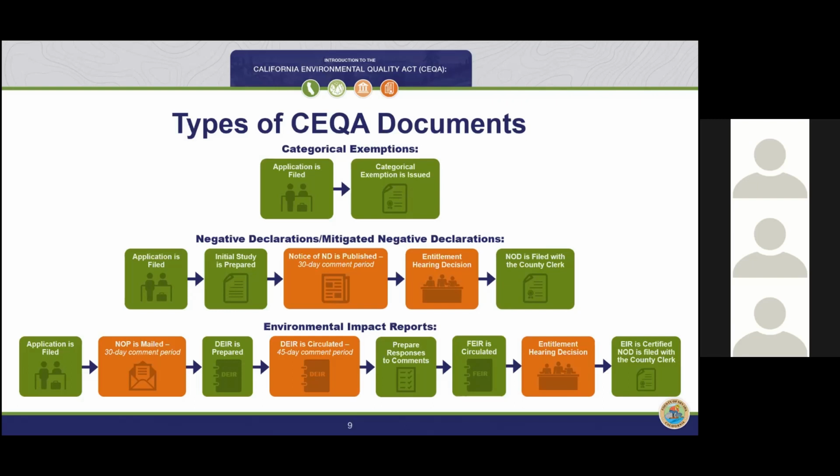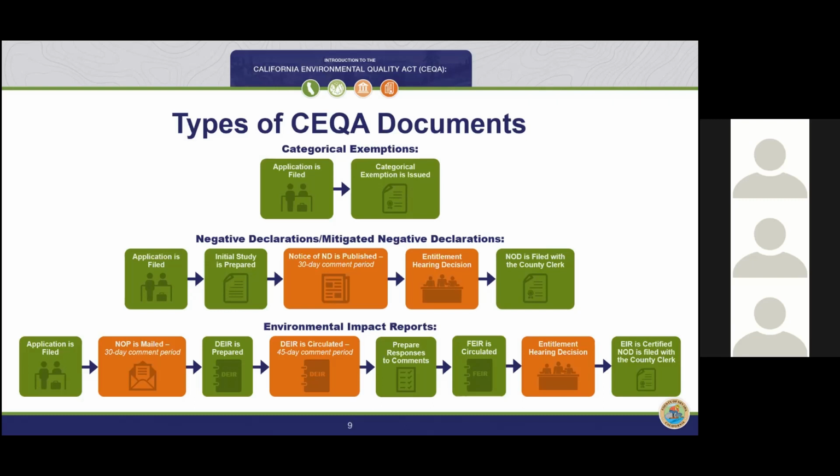The next level of document is a negative declaration or a mitigated negative declaration. And this is a little bit more involved than the categorical exemption and more streamlined than the EIR process that's shown below. In this process, you do have to do some analysis as part of the environmental review. You start out with a document called an initial study, which includes an environmental checklist, and we'll talk a little bit more about that in a few slides from now. Then you have an actual document, and then that document goes before a hearing body, a decision-making body for approval.